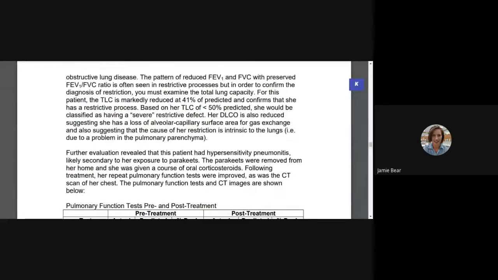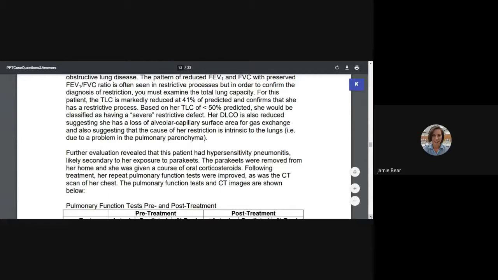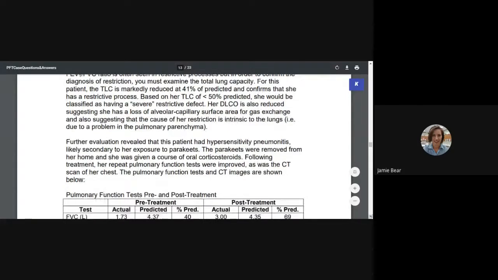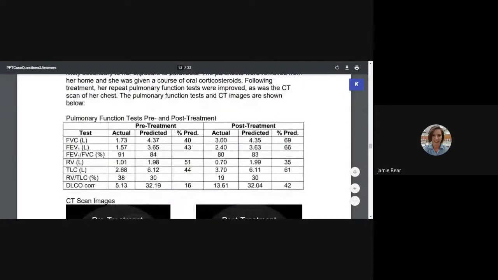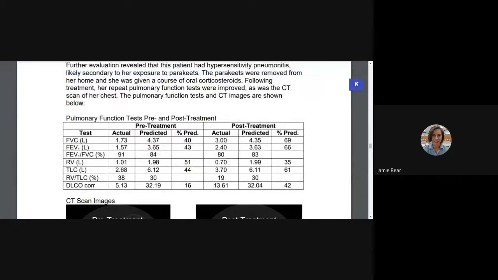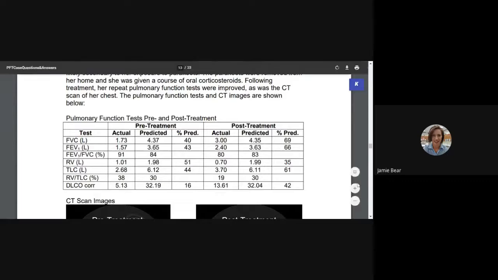So there's something with birds that a lot of people have, hypersensitivity pneumonitis. And what it causes is inflammation in the lung parenchyma itself. Okay, so she was given some steroids, and look, she did much better. So post-treatment, 69%, 66%, and 80%. So she did much better post-treatment.